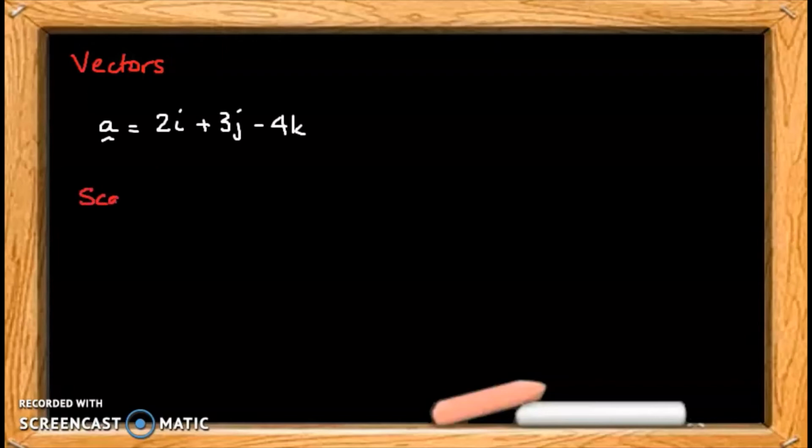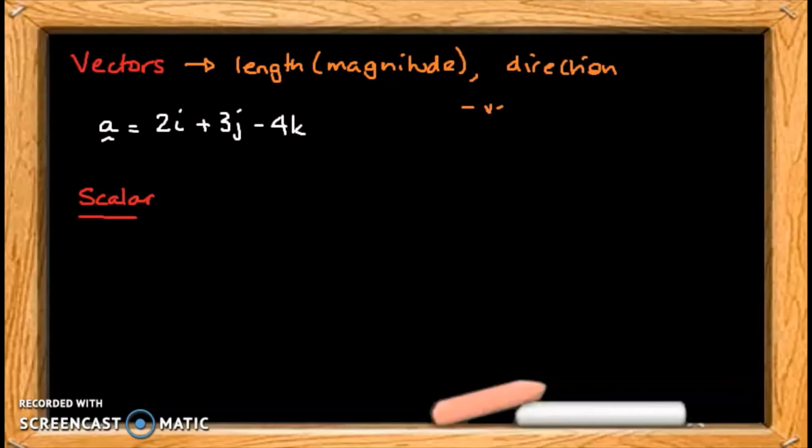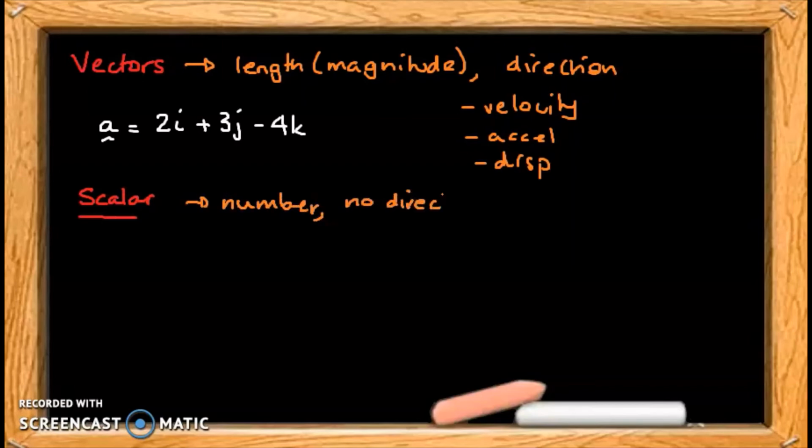Now, scalars. A scalar is a number that we might multiply a vector by to make it bigger or smaller. Remember, vectors all have direction and magnitude. So they have a length, which is how long the arrow is, and they have a direction. So something like velocity, acceleration, displacement, and so on are all vectors. A scalar is just a single number, a number but with no direction. So something like speed is a scalar because it doesn't talk about which direction you're moving, whereas velocity is a vector because it does.